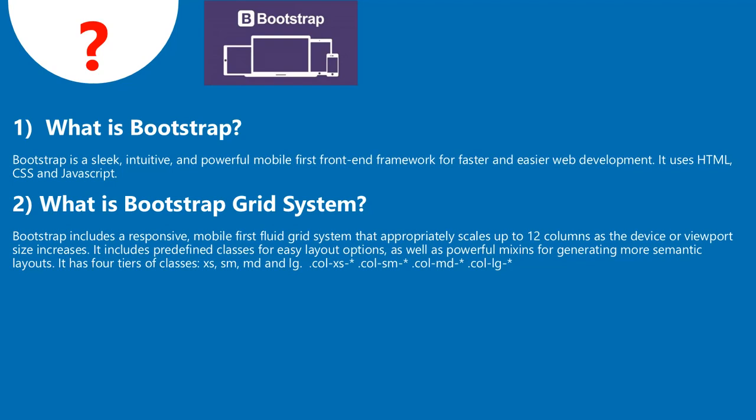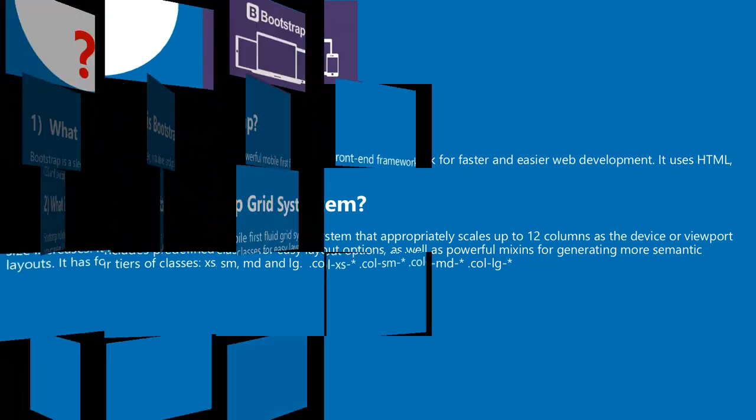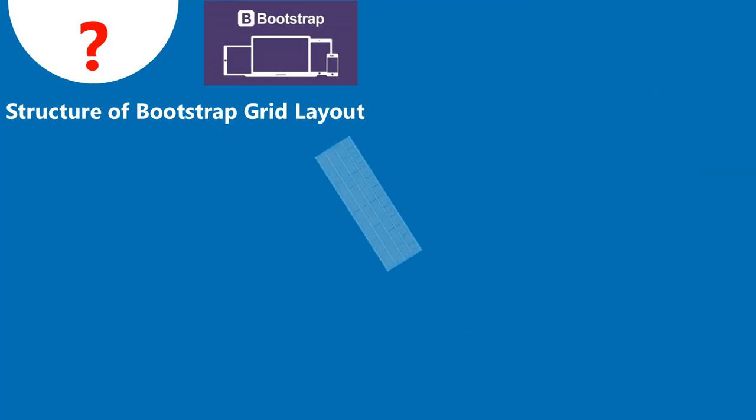Bootstrap includes a responsive, mobile-first fluid grid system that appropriately scales up to 12 columns as the device or viewport size increases. It includes predefined classes for easy layout options, as well as powerful mixins for generating more semantic layouts. It has 4 tiers of classes: xs, sm, md, and lg. .col-xs-*, .col-sm-*, .col-md-*, .col-lg-*. Structure of Bootstrap grid layout.